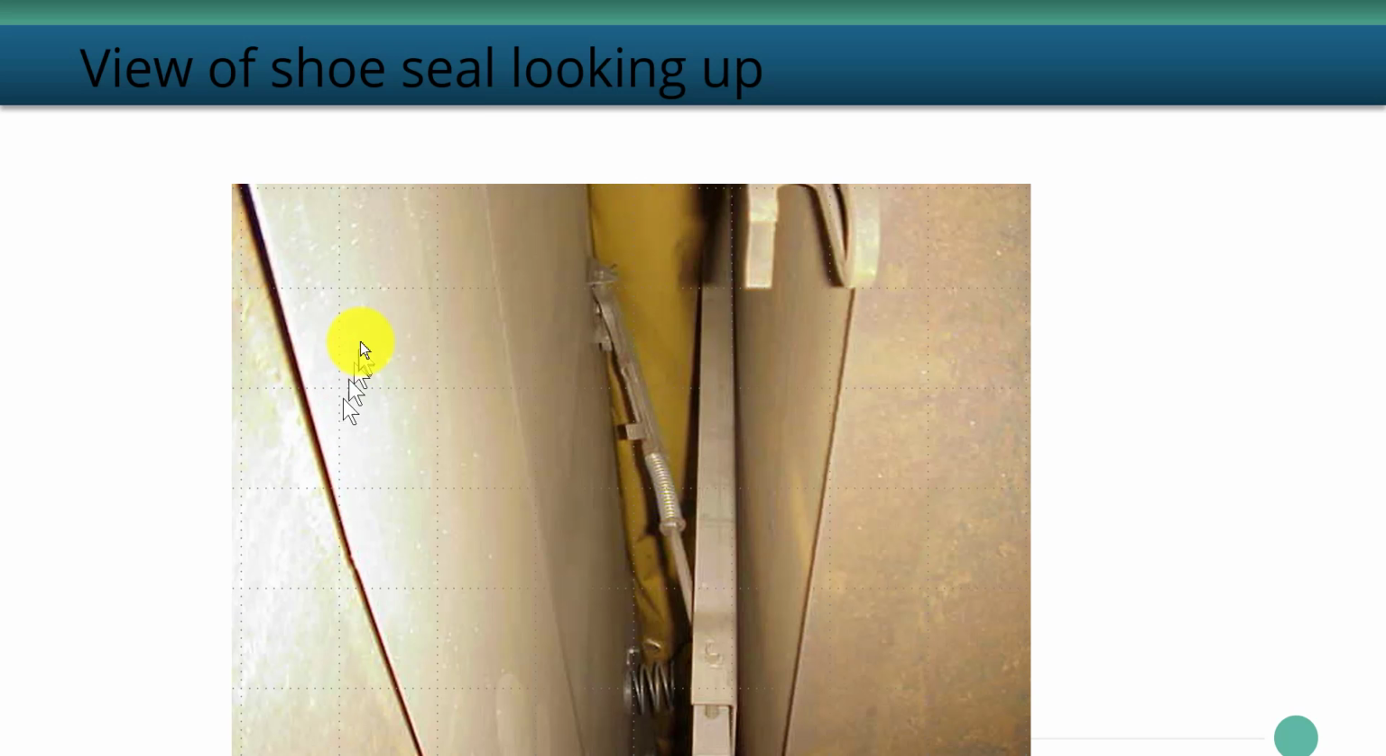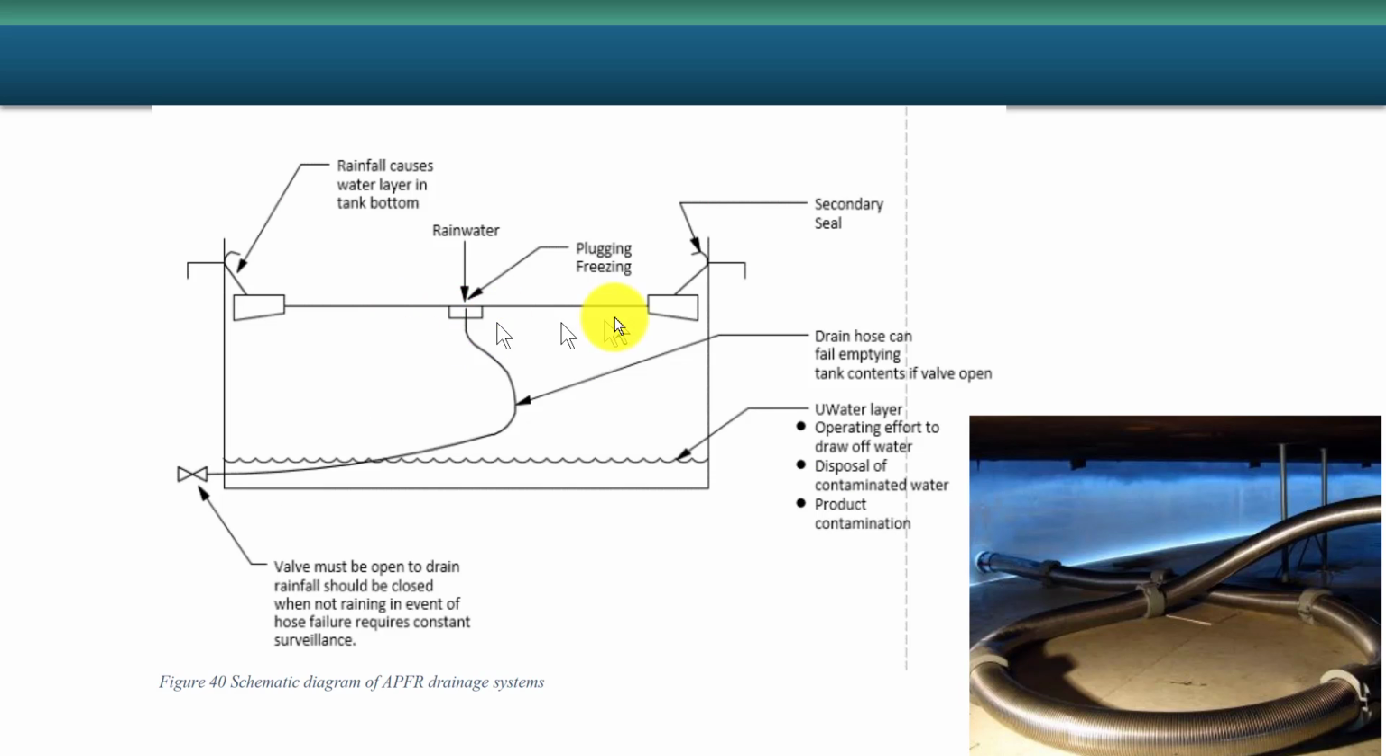Here's a view looking at the shoe seal. This is the sheet metal I talked about. Here's a pusher spring. This line here is the vertical, and this is a horizontal edge of the outside of the pontoon. And then, of course, this is a seal fabric. So it was filled with liquid. The liquid would be 6 inches up above this bottom and going across, and that vapor would be stopped by this vapor fabric.